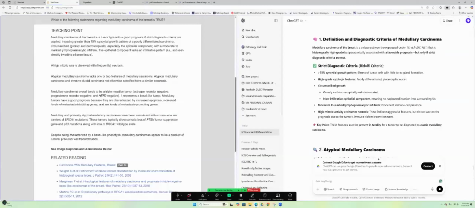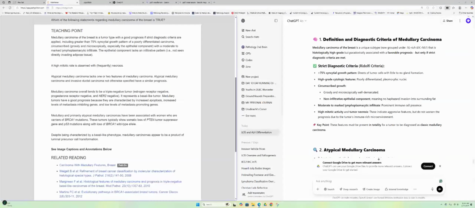Okay, definition. It's usually a high-grade tumor. Diagnostic criteria: syncytial growth greater than 75%, high-grade cytologic features. It is also very common, which is well circumscribed. Then circumscribed growth, grossly and microscopically.